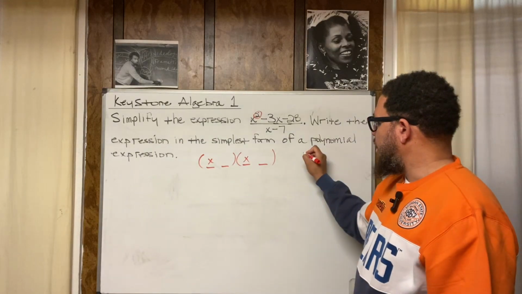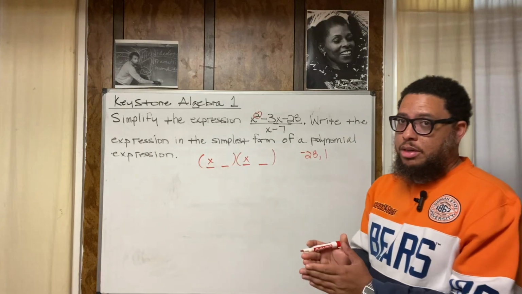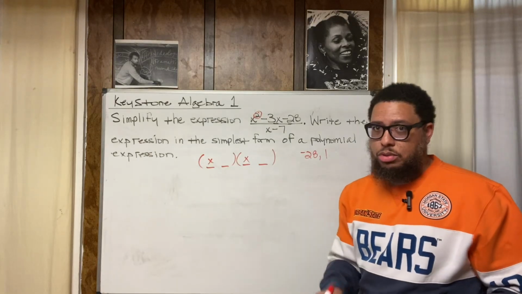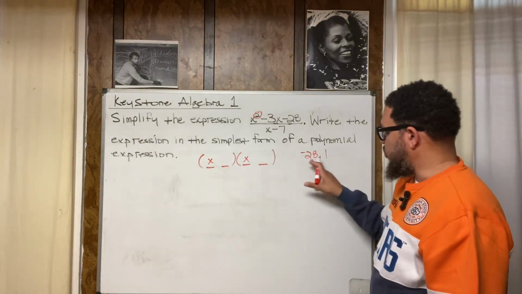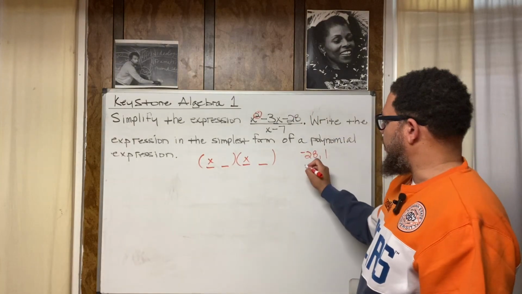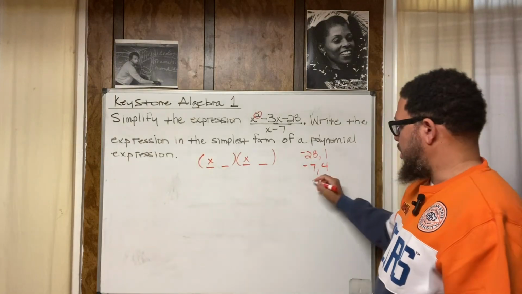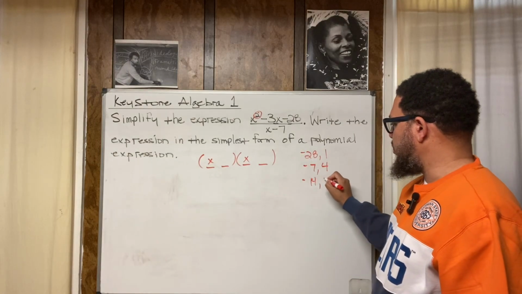Let's go. So let's say negative 28 times 1. And we're doing factor pairs. A pair like two, like a pair of shoes, two shoes. All right. Negative 28 times 1 gives me negative 28. What else gives me negative 28? What about negative 7 times 4? What about negative 14 times 2?